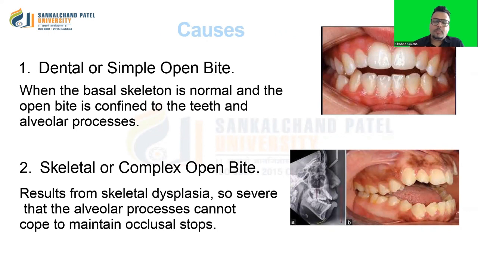Now we'll come to the causes. Dental or simple open bite occurs when the basal skeleton is normal and the open bite is confined only to the teeth and the alveolar processes. Whereas a skeletal or complex open bite results from a skeletal dysplasia so severe that the alveolar process cannot cope to maintain the occlusal stops.